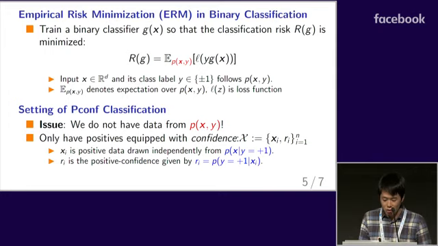We do not have data from PXY. You can see in the definition of R that it uses the expectation over PXY. So we cannot simply do ERM. What we do have is positive data equipped with confidence. So we have a lot of pairs of Xi and Ri's, where Xi is the positive data drawn from the positive distribution, and Ri is the equipped positive confidence given by the positive posterior, because positive confidence is supposed to show the positiveness of that data sample.